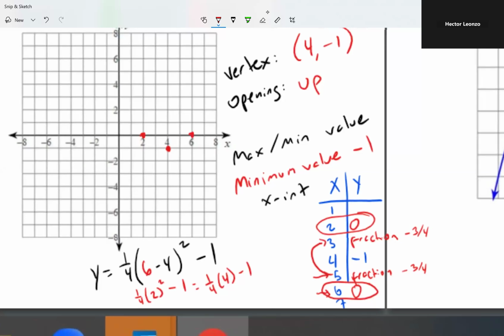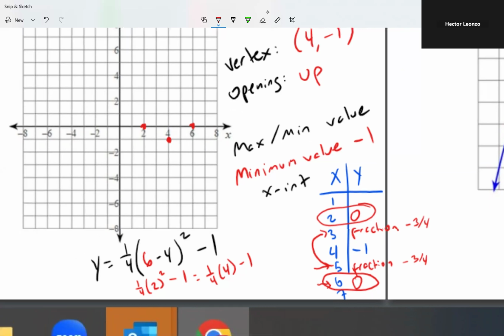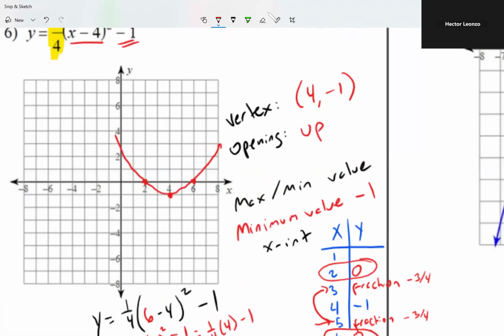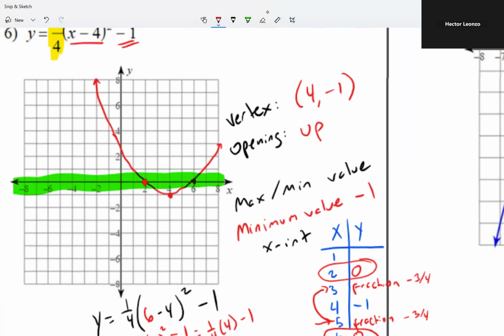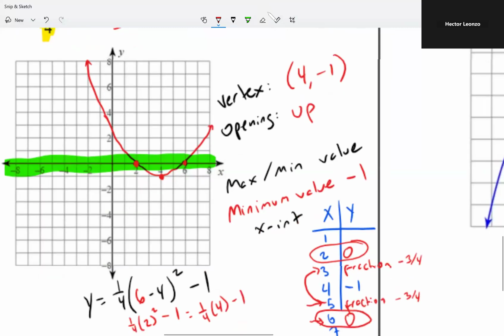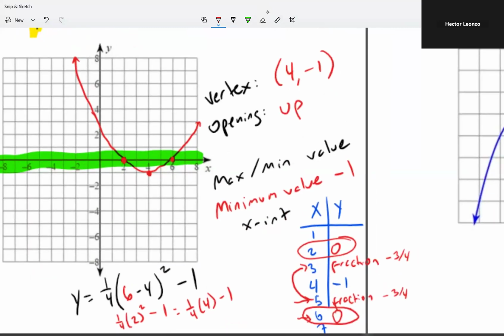I have a better idea how this picture looks. Pretty open here, and I'm going to say it's going to go somewhere about here. Remember, I'm interested in the x-axis. I see 2 values here. So my x-intercepts are going to be 2 and 6. Remember, you had to write them from small to large.